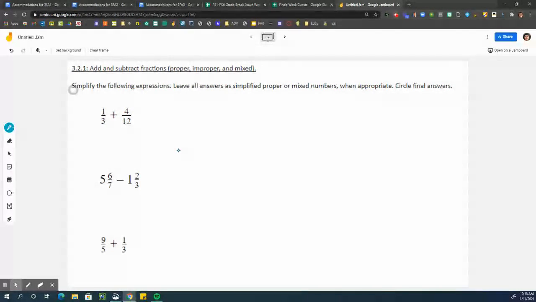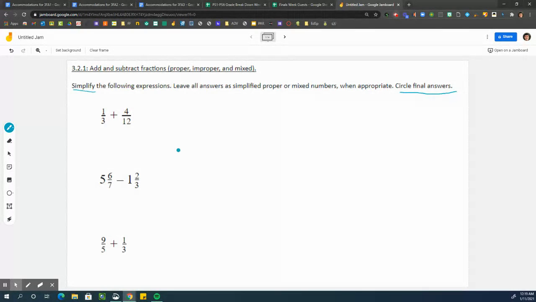So to simplify the following expressions, leave all answers as simplified proper fractions or mixed numbers when appropriate, and then we'll have to circle our final answers. So 1/3 plus 4/12. Well, we look at the denominators first because we can't add or subtract fractions unless they have the same denominator. So let's look.